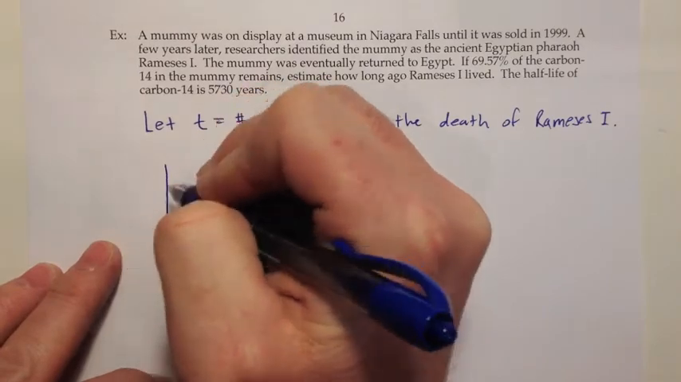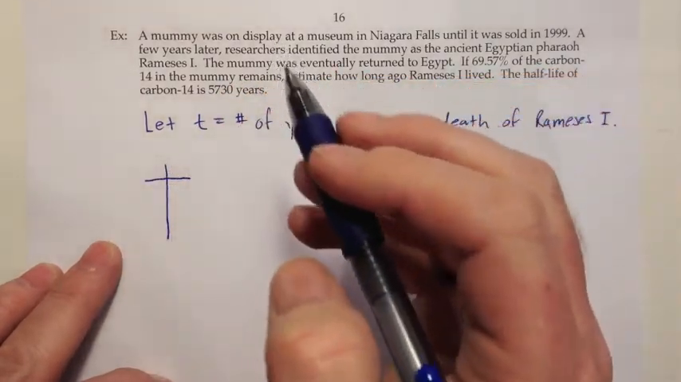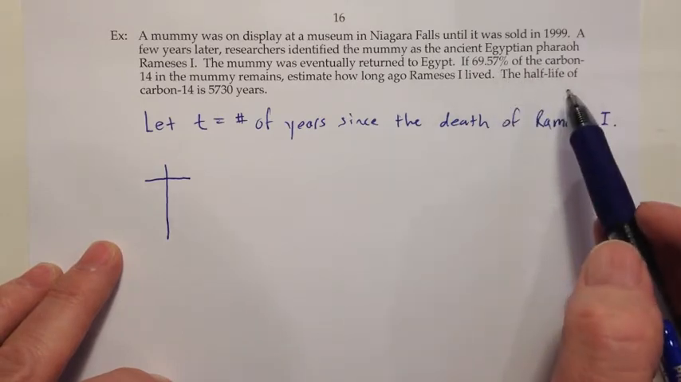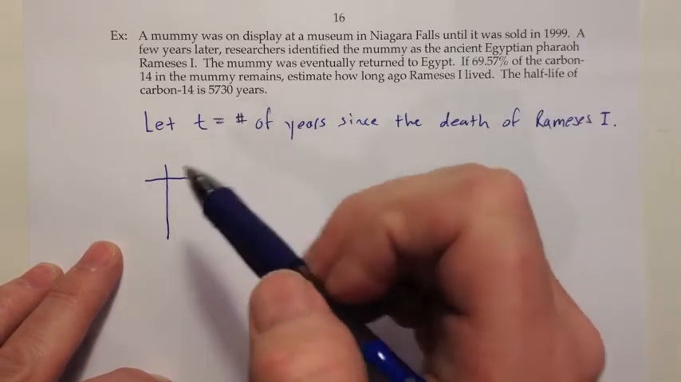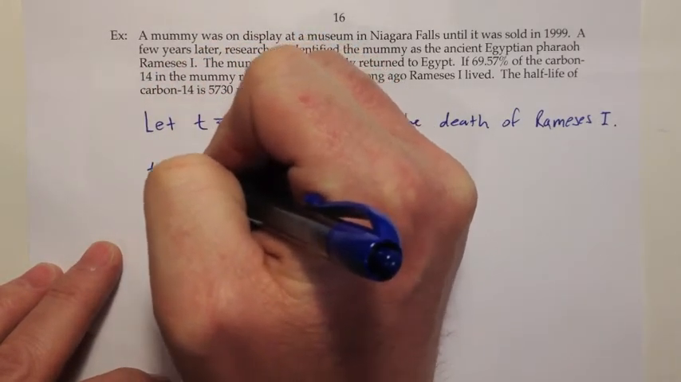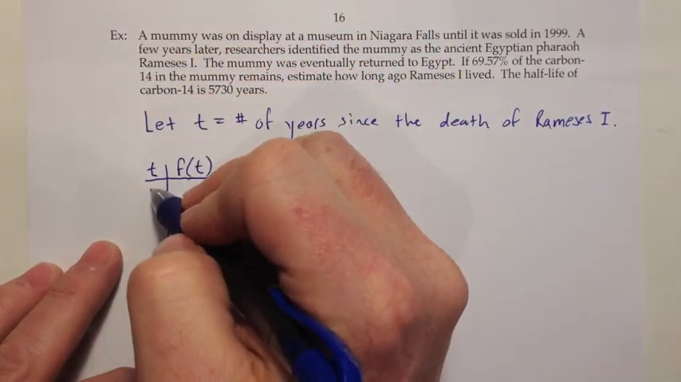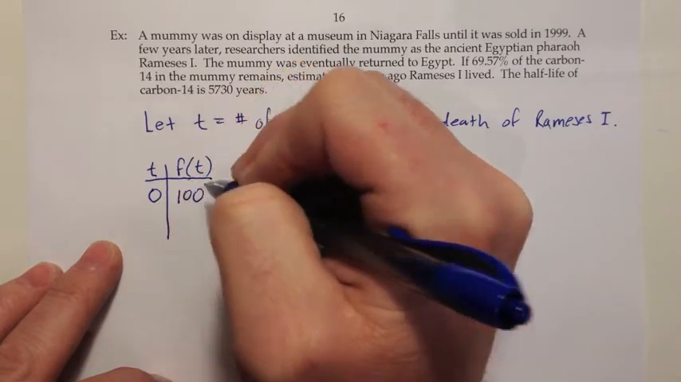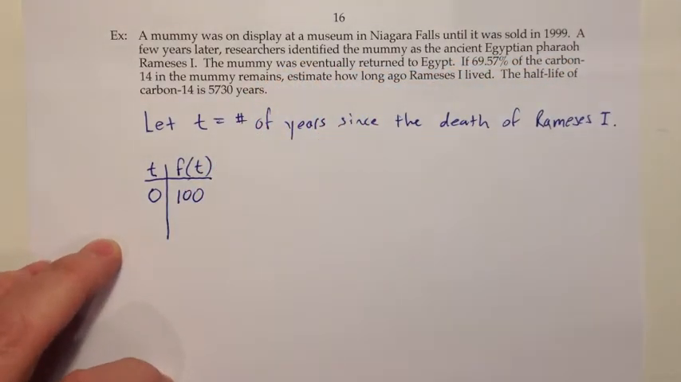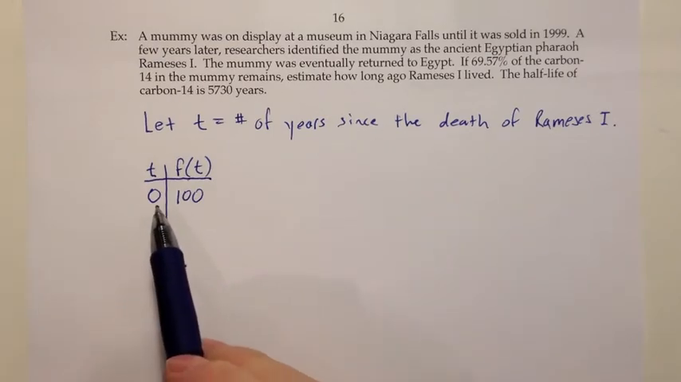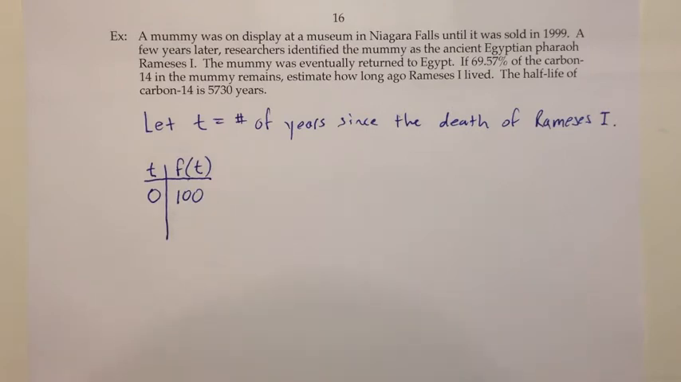So let's make our ordered pair table. I'm going to make a function of t where f of t is the percentage of carbon-14 that is left in the mummy. So I'm going to put t and f of t. And one of the ordered pairs that I know is that at the moment that he died and was mummified, there was still 100% of his carbon-14. When somebody's alive, their carbon-14 is stable, but once they die, it starts to decay. So at that moment that the death happened, he was still at 100%.